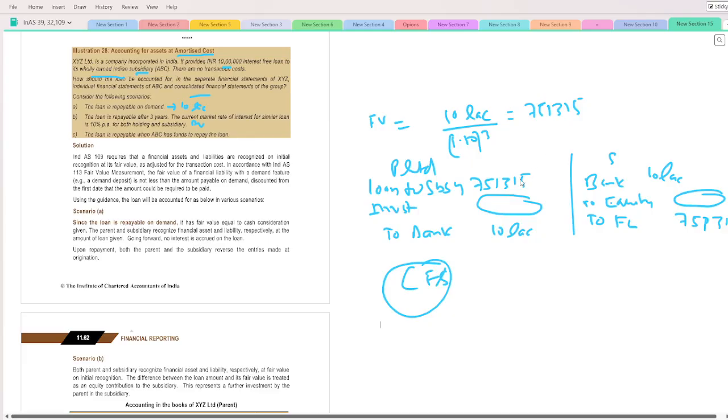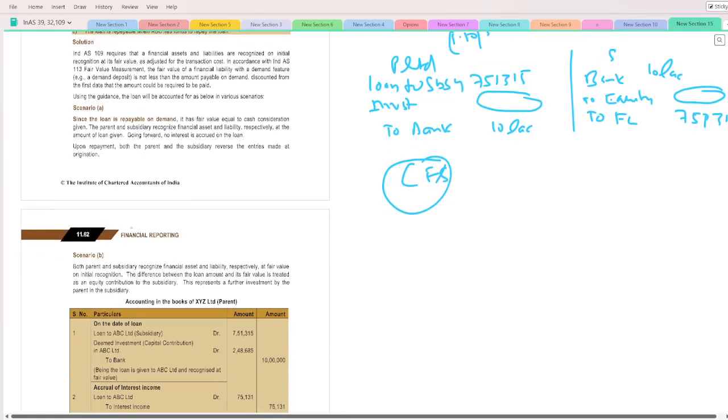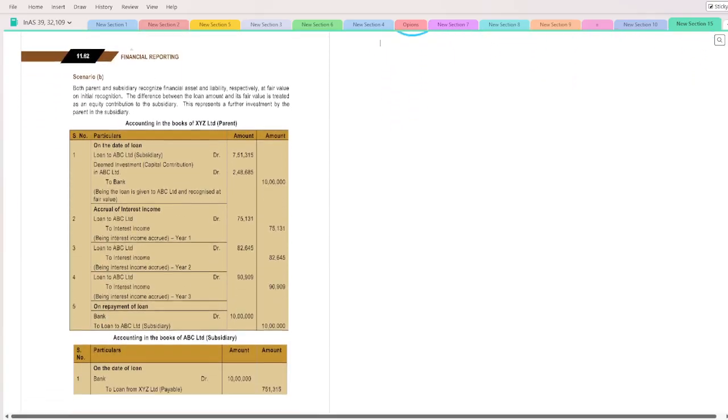That means you will be increasing this amount till the end of the third year, and you will be getting 10 lakh. So this amount will become equal to 10 lakh. So once you have a hold on all these things, the time value of money, then it's very easy for you to follow what I'm explaining to you now.